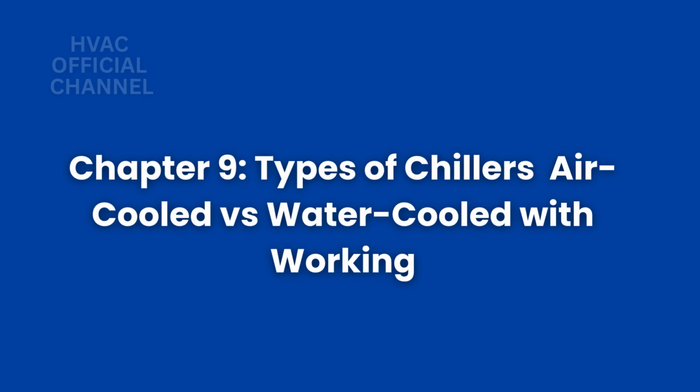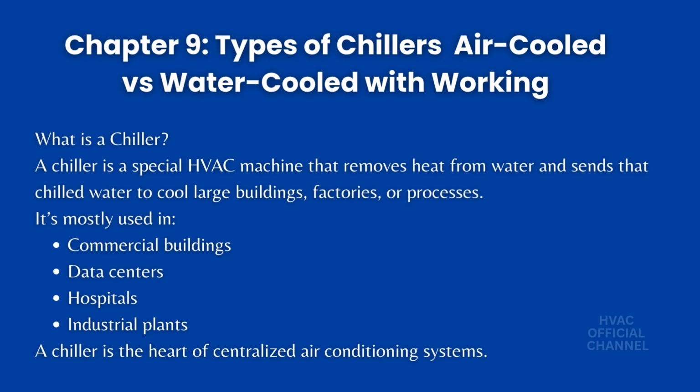Chapter 9. Types of chillers. Air-cooled versus water-cooled with working. What is a chiller? A chiller is a special HVAC machine that removes heat from water and sends that chilled water to cool large buildings, factories, or processes. It's mostly used in commercial buildings, data centers, hospitals, industrial plants. A chiller is the heart of centralized air conditioning systems.